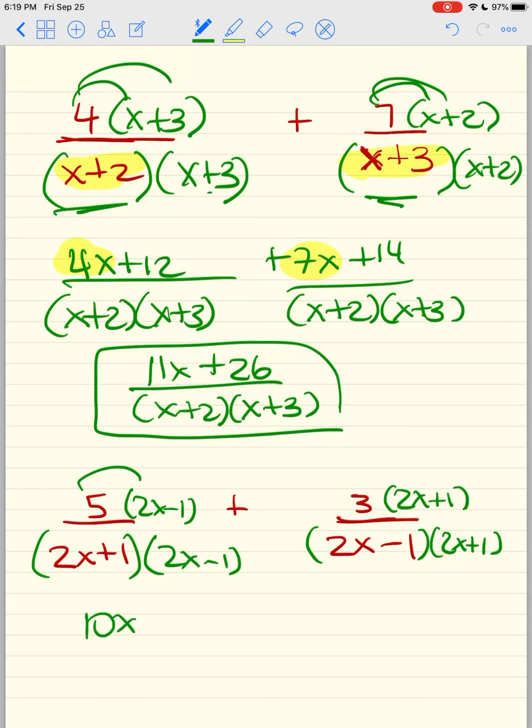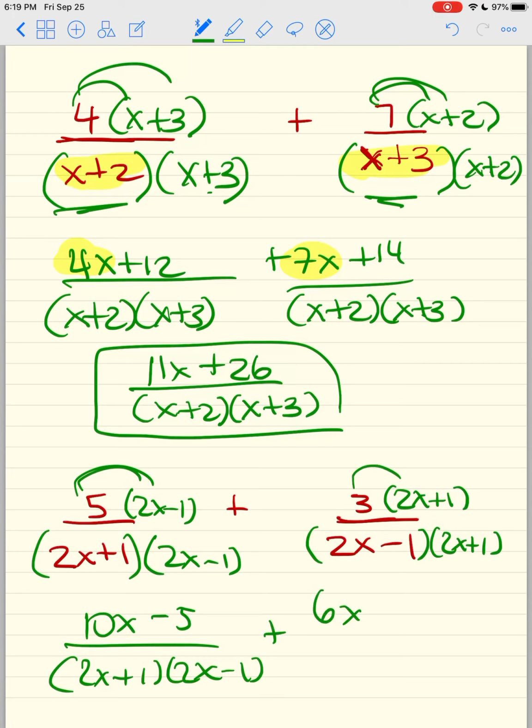We're going to go (10x minus 5) over (2x plus 1) times (2x minus 1) plus (6x plus 3) over (2x plus 1) times (2x minus 1). You're going to add the numerator and you get 16x, and you're going to combine negative 5 plus 3 to give you a negative 2. So you're left with 16x minus 2 in the numerator, and then the denominator stays the same. I have no room to show you, but the final answer is (16x minus 2) divided by (2x plus 1) times (2x minus 1).